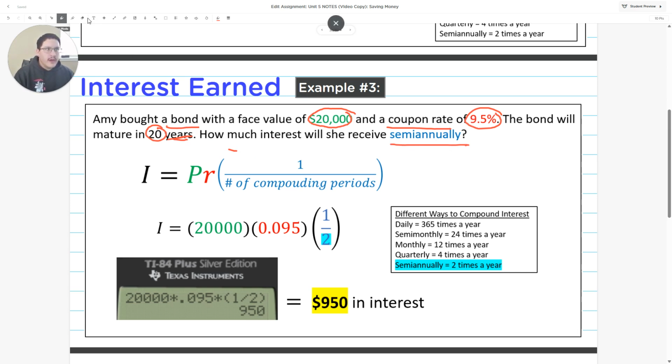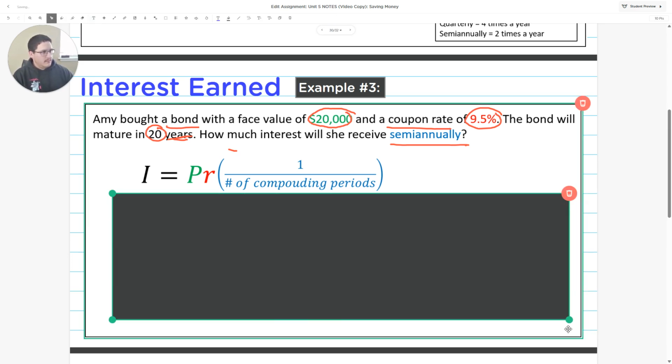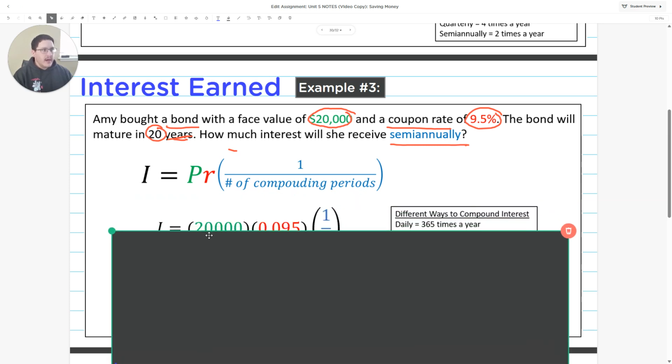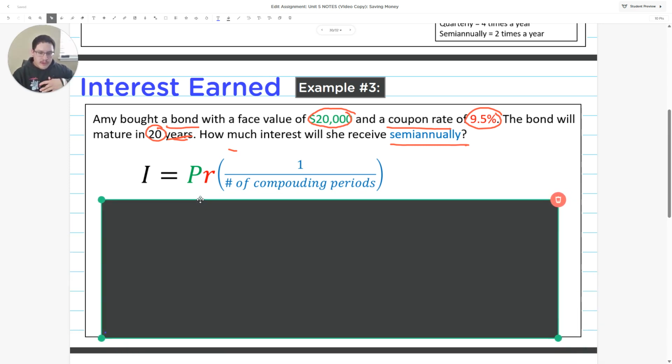So let me cover this up and then reveal it as we go. So the interest formula, I equals PRT. P is the amount that you're buying the bond for. R is the rate, the coupon rate. And then the T is going to be a fraction, the amount of times you're compounding the interest.